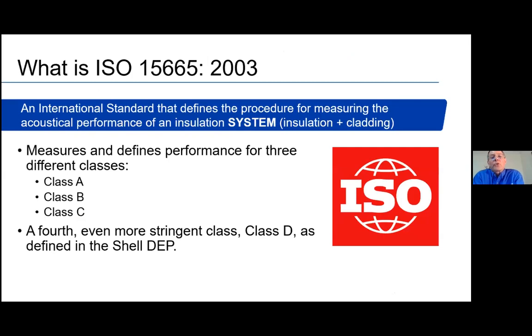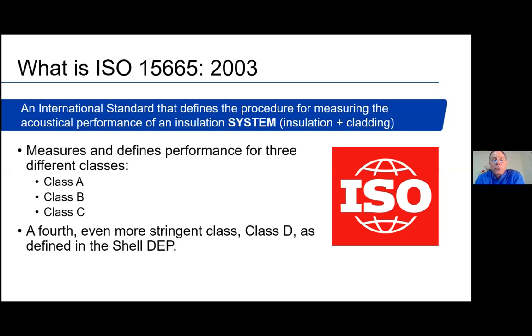So when it comes to looking at the performance characteristics of the insulation systems, the standard measures and defines performance for three different, what they call classes of noise reduction, class A, B, and C, with class A being the least stringent, so the lowest amount of noise reduction, and class C being the most stringent or the highest level of noise reduction.